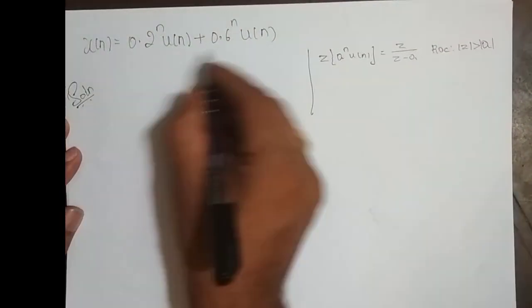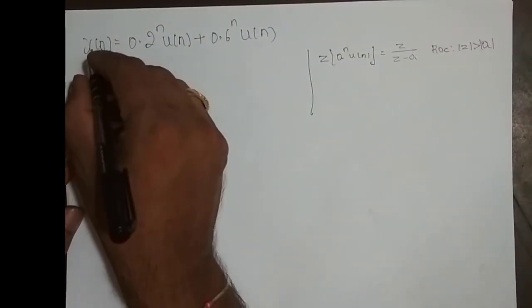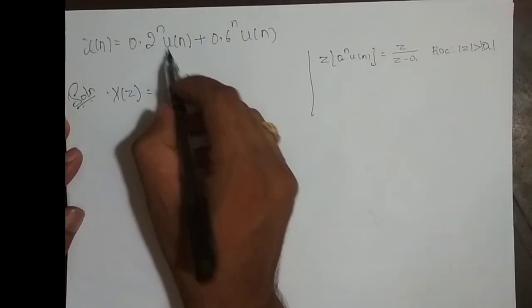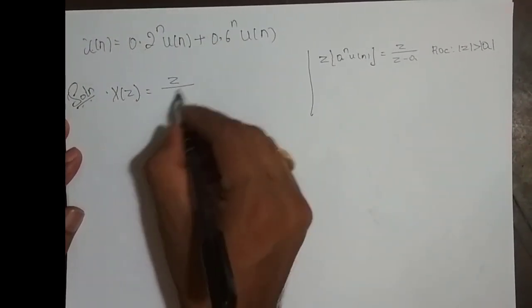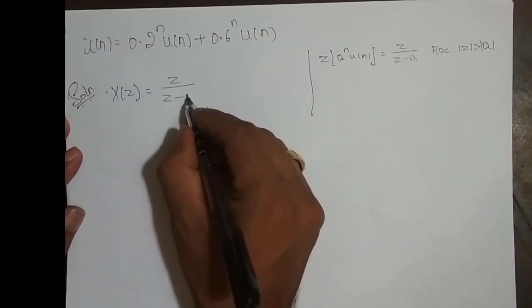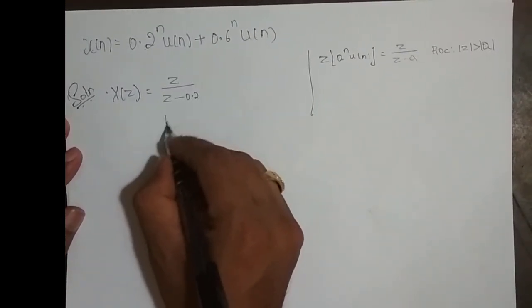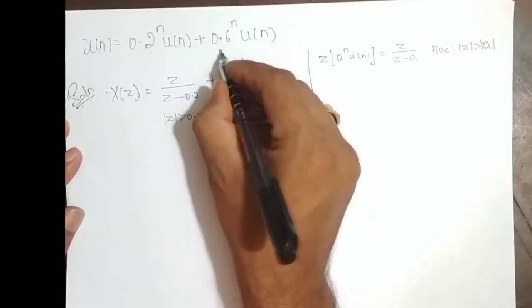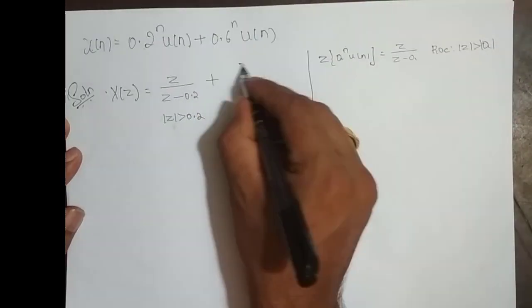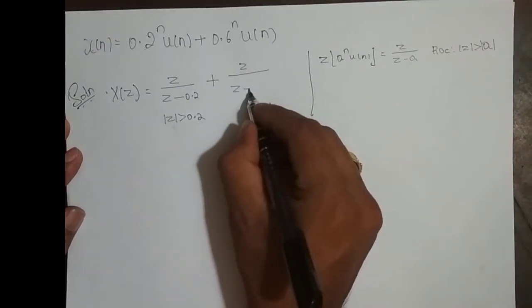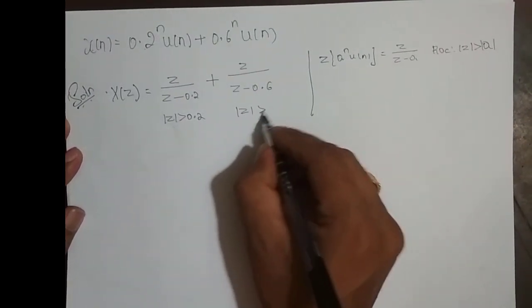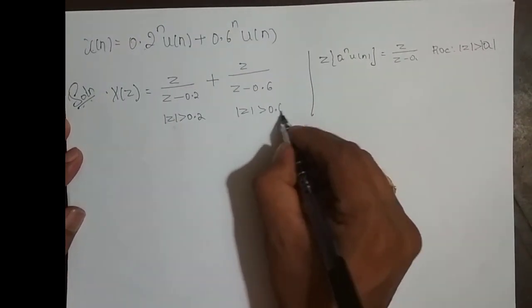So if I take z transform on both sides, what is the z transform of x of n? It is X of z. What is the z transform of 0.2 power n u of n? It is z divided by z minus a, and a here is 0.2. What is its ROC? Magnitude of z is greater than 0.2. Plus, what is the z transform of 0.6 power n u of n? It is z divided by z minus 0.6. And what is its ROC? Magnitude of z is greater than 0.6.